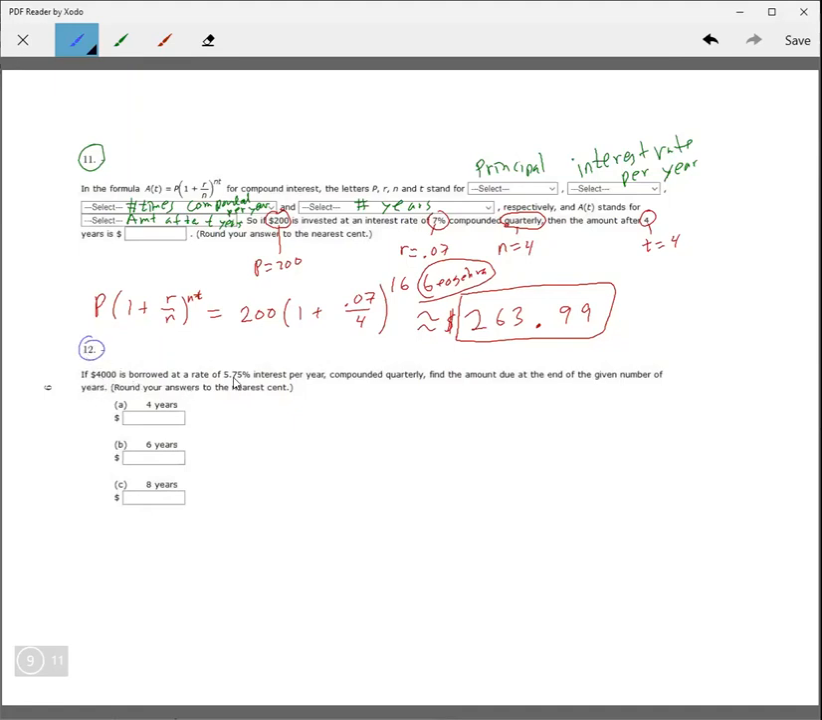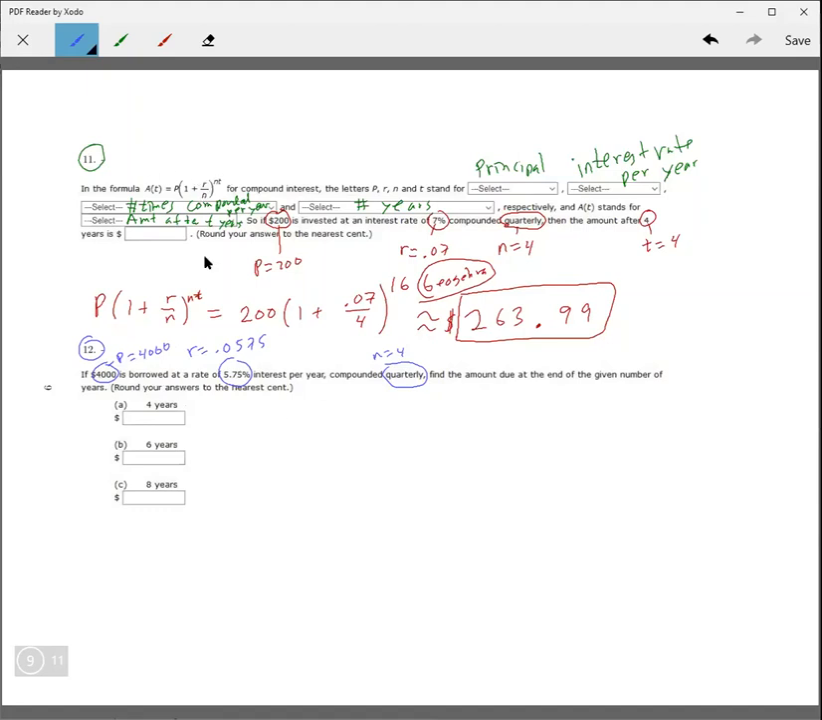$4,000 is borrowed at a rate of 5.75% interest per year, compounded quarterly. So let's get through everything here. This means that our R is going to be 0.0575. Just move the decimal place over 2 spots to the left, and there you go. Compounded quarterly, that's quarterly again, so that means N is going to be 4. If it was monthly, then N would be 12, by the way. Find the amount due at the end of the given number of years. And this right here, I'm sorry, this is P. P is $4,000.